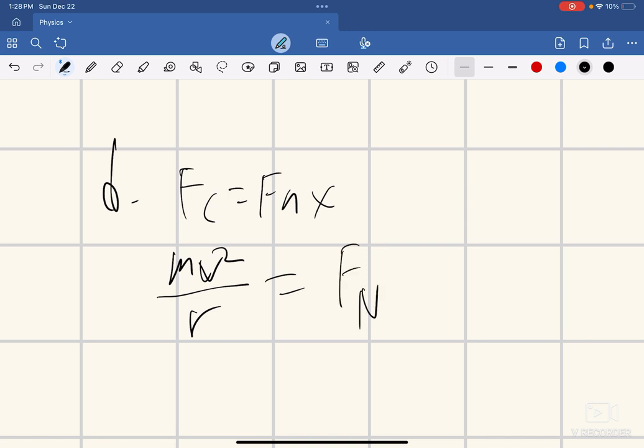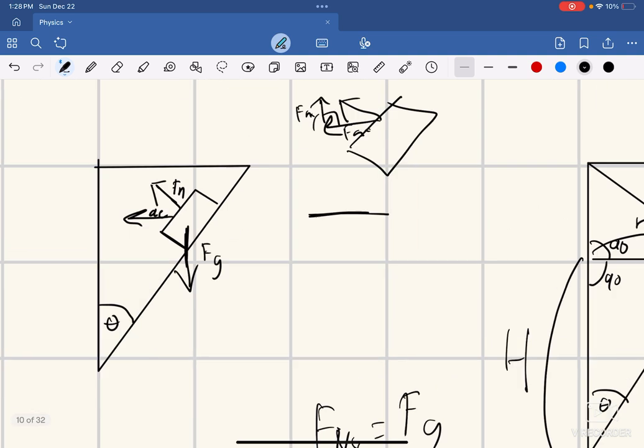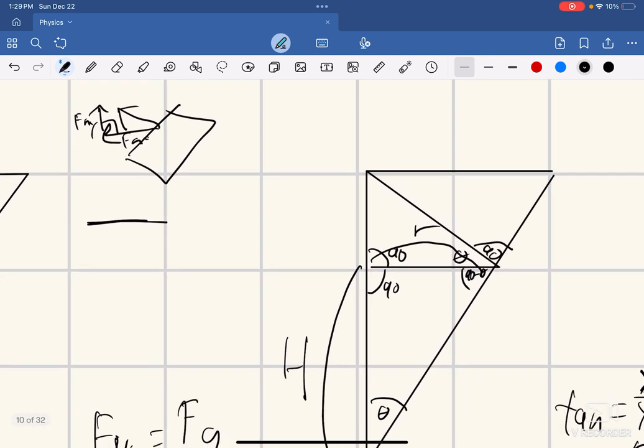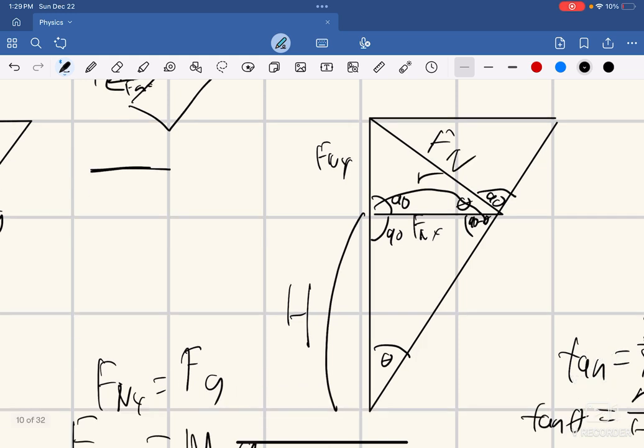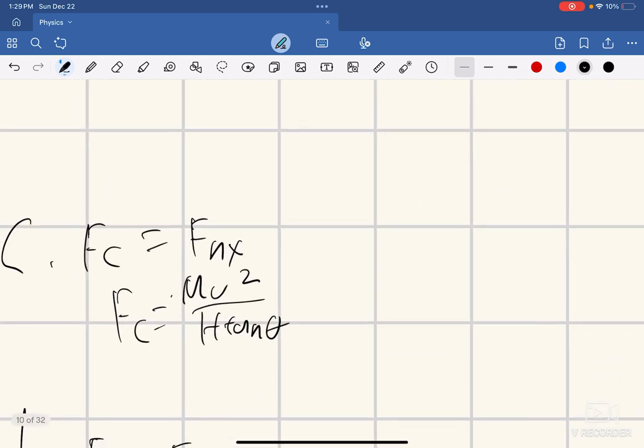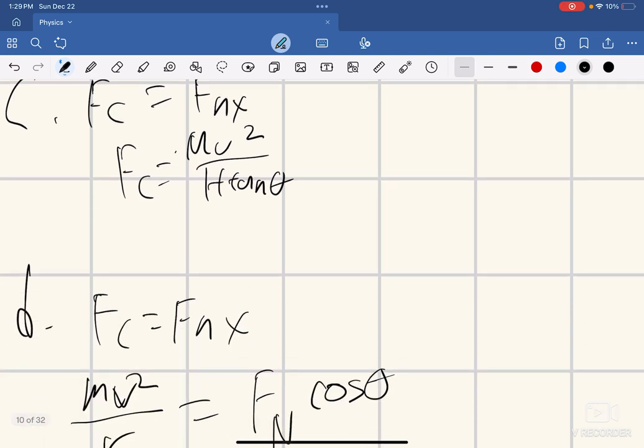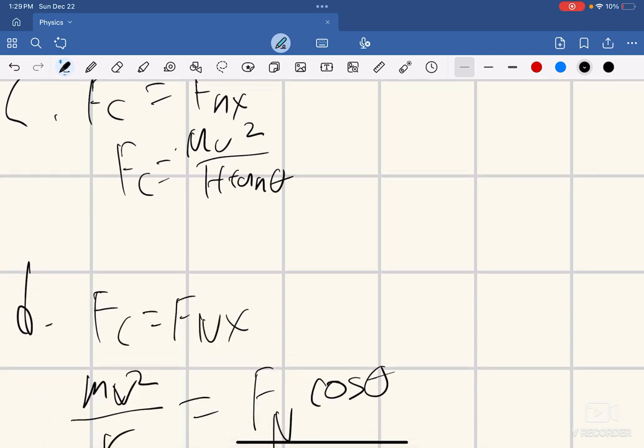And Fn of x is given by Fn cosine theta, right? Because if we go back up here, theta is here. This is Fn, and this is Fnx, the x-axis component, and this is the y-axis component. So this did come in useful. So Fn of x is equal to Fn cosine theta.